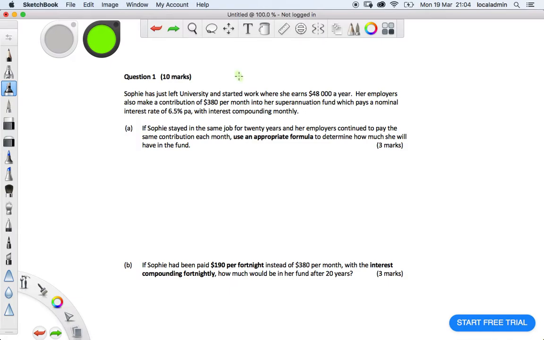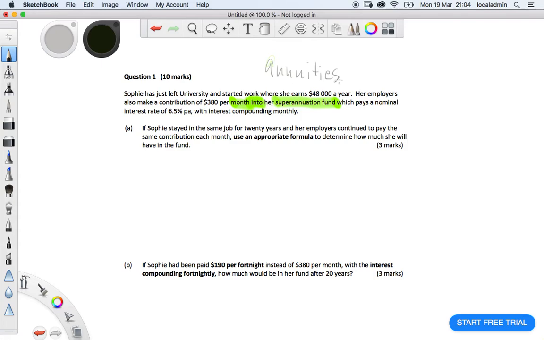Her employers also make a contribution of $380 per month, which might be important, into her superannuation fund. So "into" might be important, and superannuation. Whenever you read superannuation, you know that it is annuities.